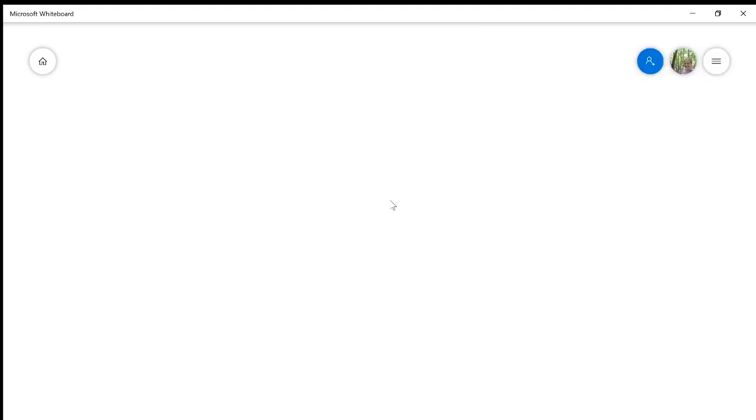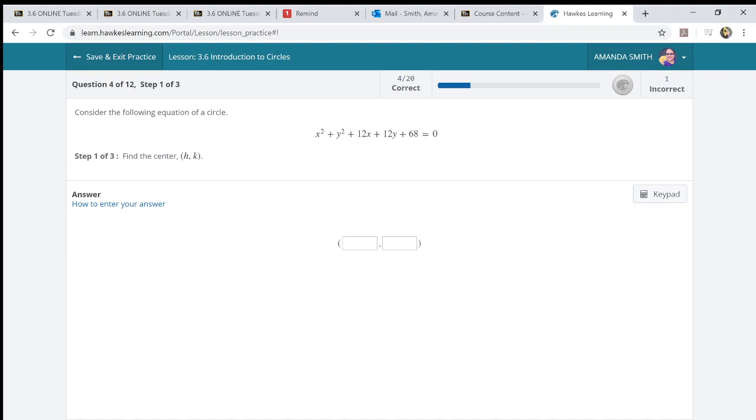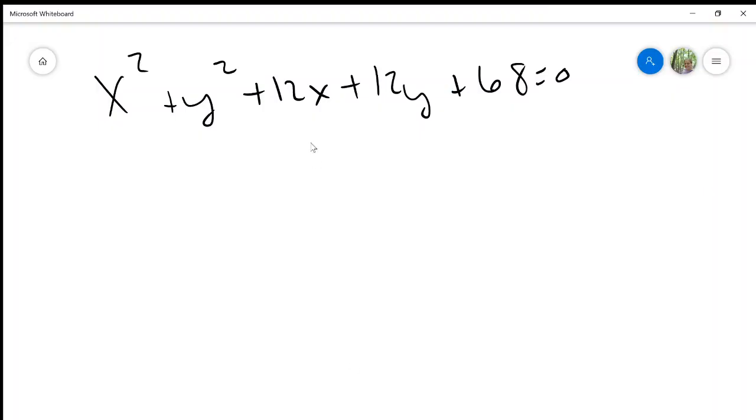And so the problem starts out x squared plus y squared plus 12x plus 12y plus 68 equals 0. Let me double check because I have written the problem wrong. Yeah, okay. So when you look at this, it looks pretty bad, but we have to complete the square. And so the first thing that we need to do is rearrange this problem several ways.